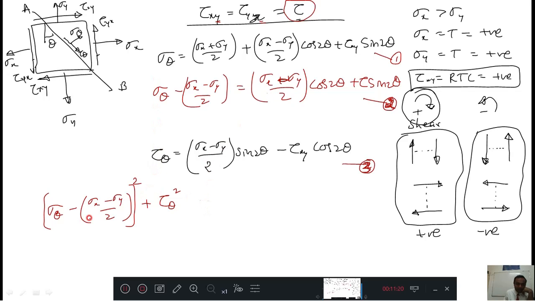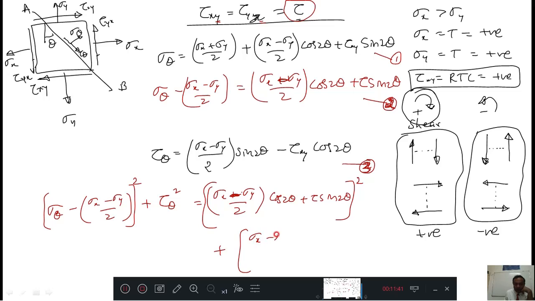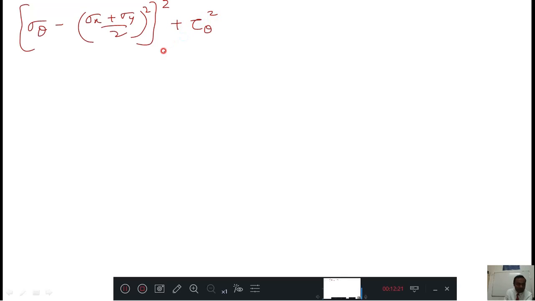This side, the left side, I squared and added, and that equals the right side, which is now sigma x minus sigma y by 2 cos 2 theta plus tau sin 2 theta whole square, plus sigma x minus sigma y by 2 sin 2 theta minus tau xy cos 2 theta whole square. This one I need to rearrange. Then the left side, whatever is there, I will keep as it is. Sigma theta minus sigma x plus sigma y by 2 whole square, keep it as it is, plus tau theta square, keep it as it is.